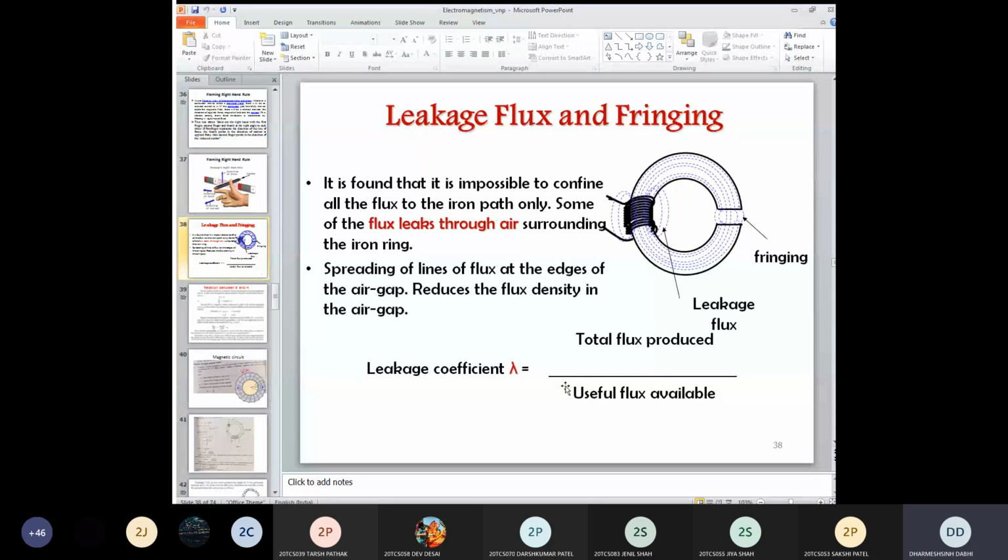So, what is leakage coefficient? It is the ratio of the total flux produced in this solenoid divided by the useful flux available. So, what is the useful flux? The flux passing in this core is called the useful flux. And what is the total flux? It is the flux passing in this core plus the leakage flux. Yes. So total flux is always higher than the useful flux. So the leakage coefficient is always greater than 1. Yes. So this term gives the leakage coefficient.